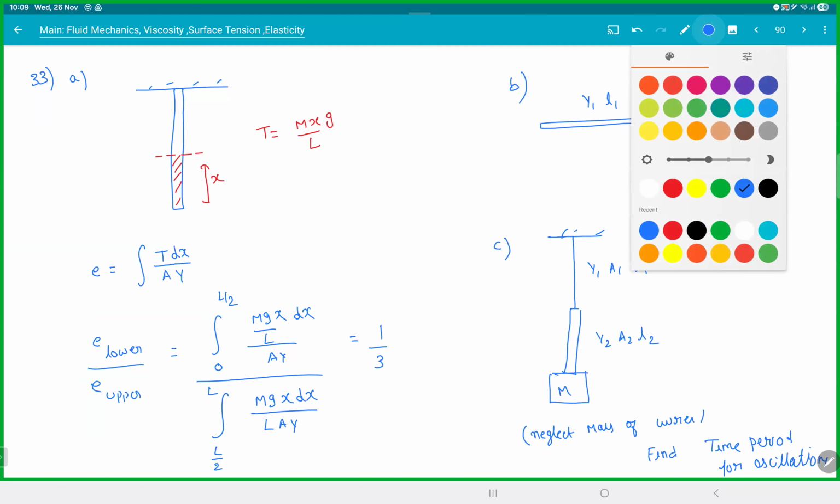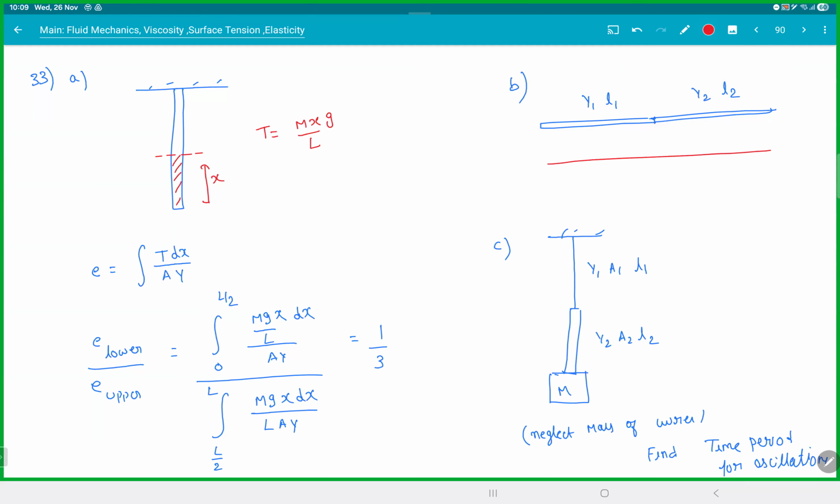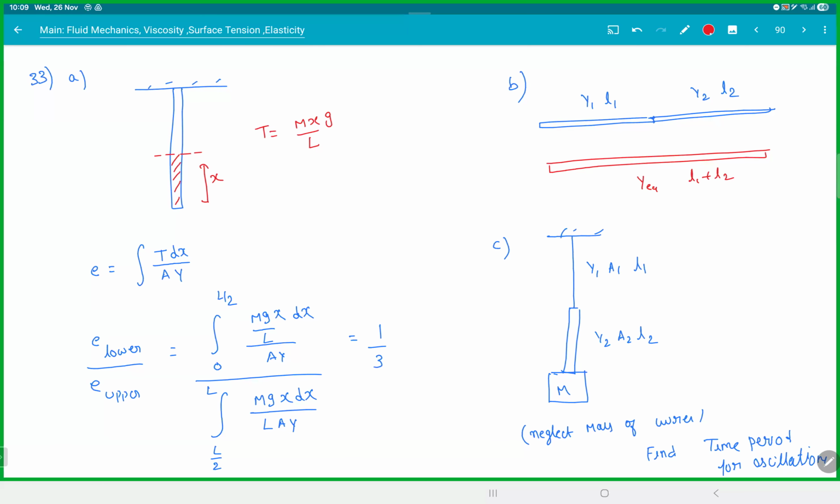Now, this you have to be careful. Most people go for this. You want to replace this with a single rod, Y equivalent, and length is L1 plus L2. So be careful with that. So when you keep them in series, what will be same? The tension will be same.